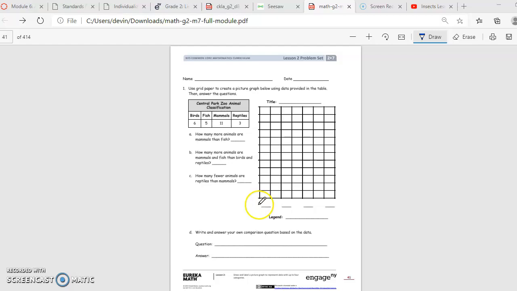Okay, so down here we will have the animals. So it has birds, fish, mammals, and reptiles. That is what will go on each of these lines. Birds, fish, I will just do the first letter. Mammals, and reptiles. Okay, so you can go ahead and write all those.